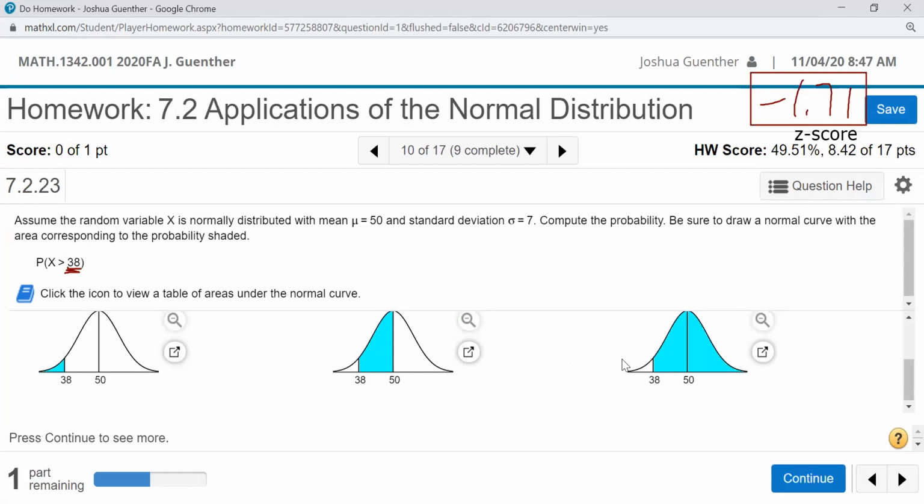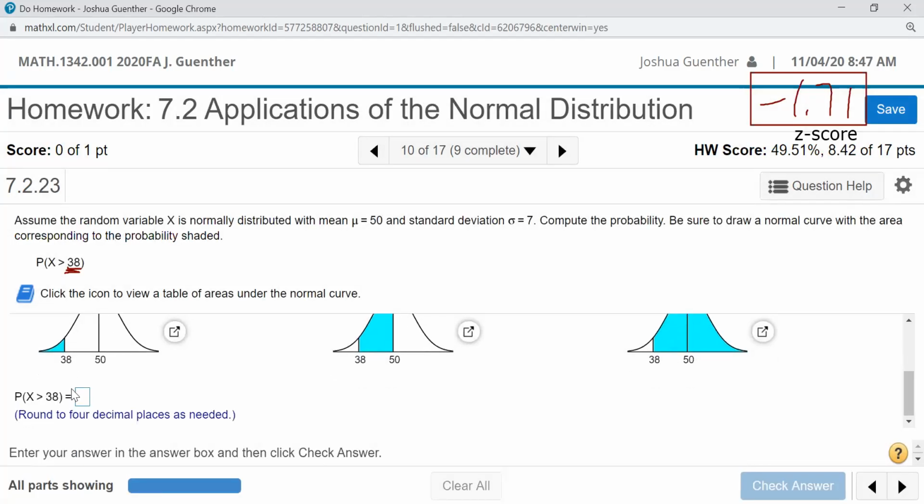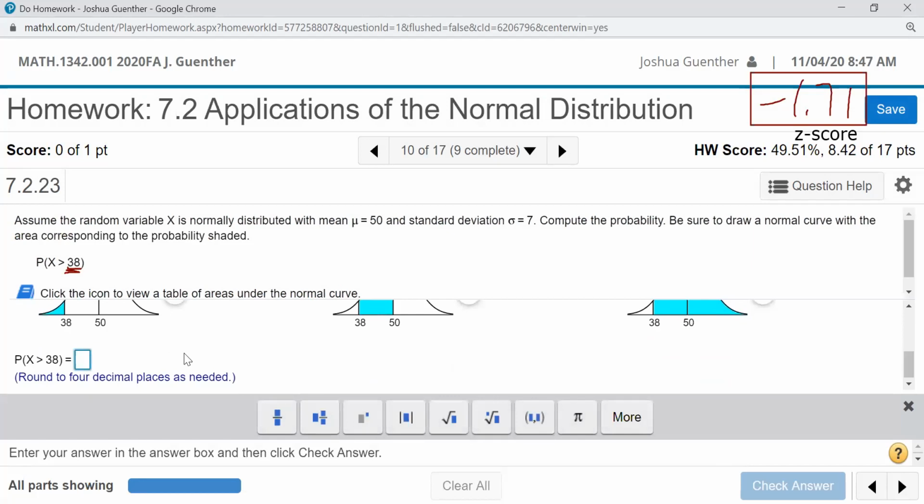Because remember, the area under the normal curve is the probability in that region of the curve. And then it just straight up asks us, what's the probability that x is greater than 38?